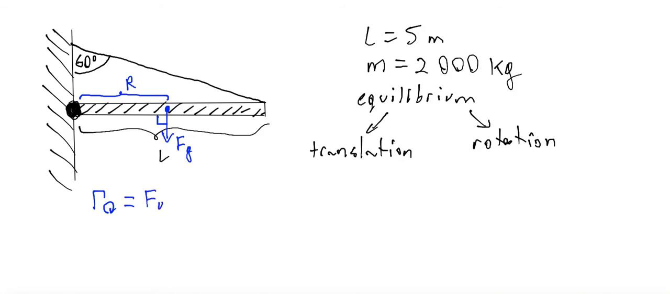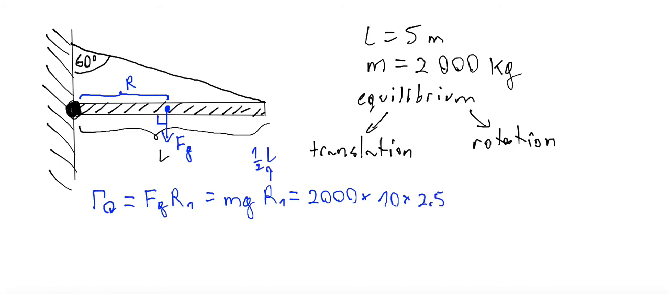It will be Fg times R1, which is mass times G times R1, which can be calculated. Mass is given, G is given. I'm going to use 10, of course. If you want to be more precise, then use 9.81. And distance R is half of L, so 2.5 of meters. So we have 20,000 times 2.5, 50,000 of Newton meters. 25 times 2 is 50, and 3 zeros, 50,000.